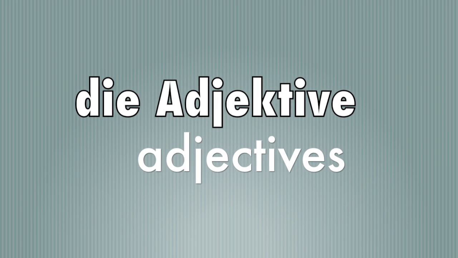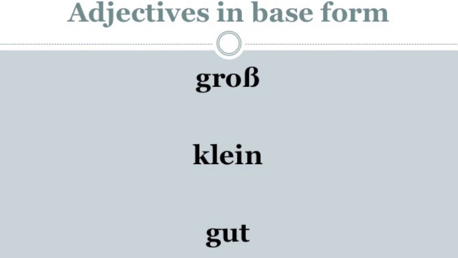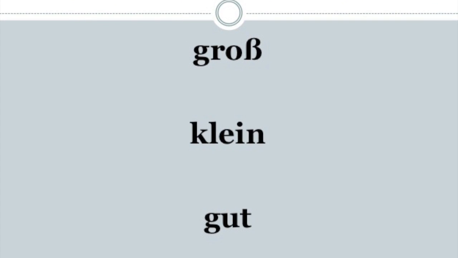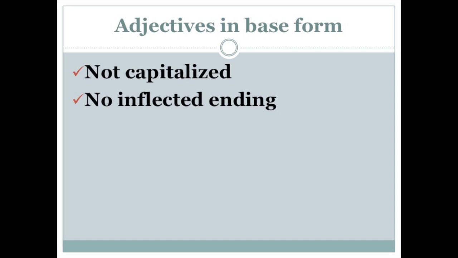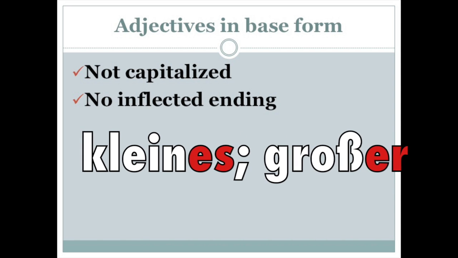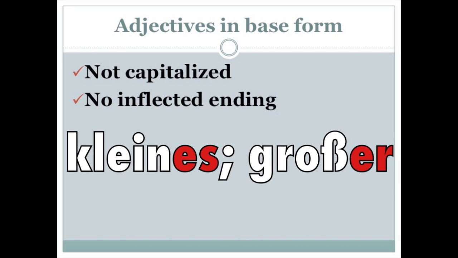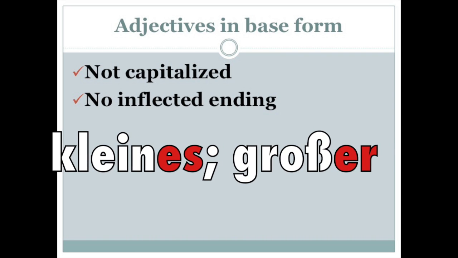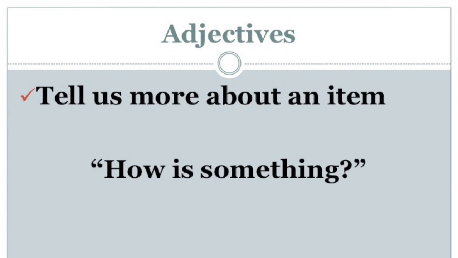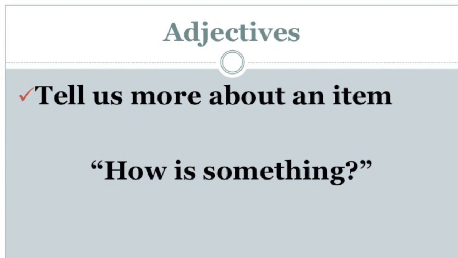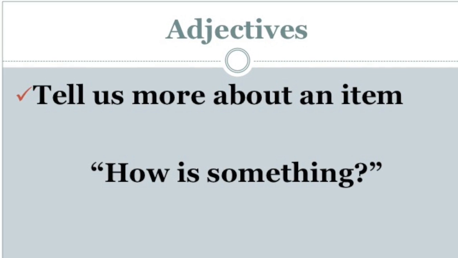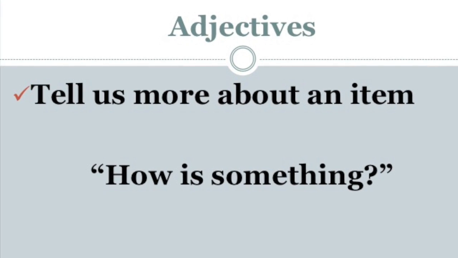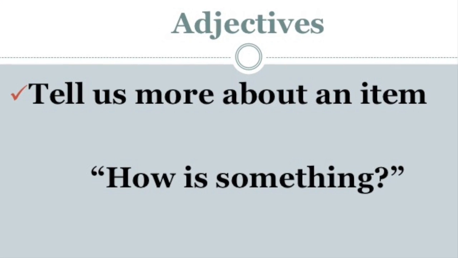Next up are adjectives, or die Adjektive in German. Examples are groß, klein, and gut: big, small, and good. Again, they're not capitalized unless they're at the beginning of a sentence, and they have no inflected endings in their base form. They can, however, have an ending, like in kleines or großer, and we'll talk about that in another episode. An adjective really just does one thing: it tells us a little bit more about an item, like a noun usually. In German, we call them a Wie-Wort, so a how word. How is something.